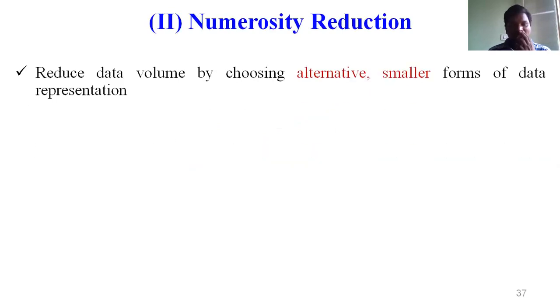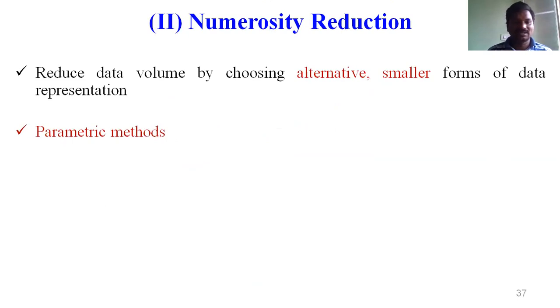The other one here is numerosity reduction methods. What is numerosity reduction? In dimensionality reduction we reduce the attributes. Numerosity reduction means reducing the volume by selecting an alternative, smaller form of data representation. That is an important term: numerosity reduction, reducing the volume of the data.